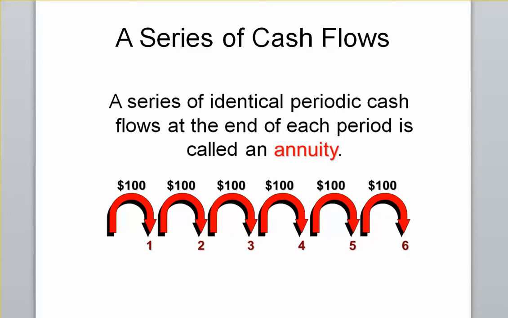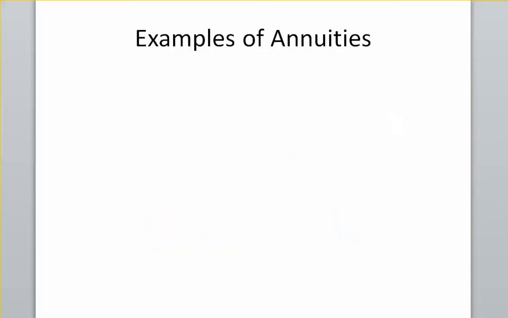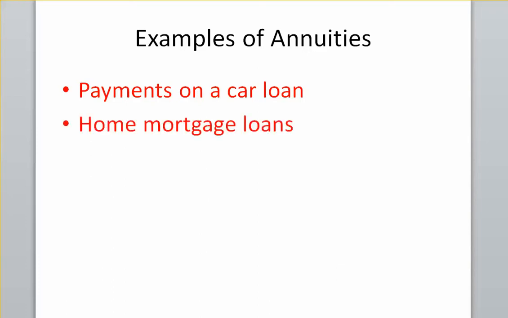For instance, $100 at the end of year 1, $100 at the end of year 2, year 3, year 4, year 5, and year 6, and so on. That would be referred to as an annuity. Examples of annuities include payments on car loans, where you have an equal payment every month. Payments on home mortgage loans, again, an equal payment every month.